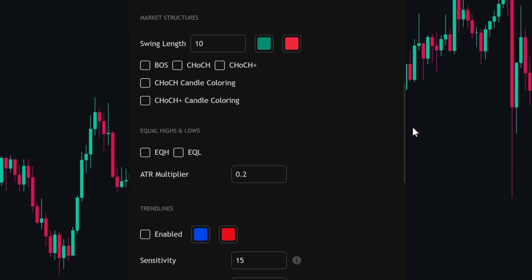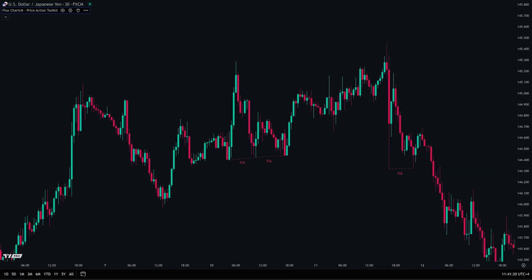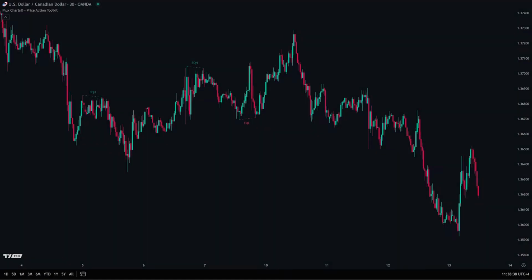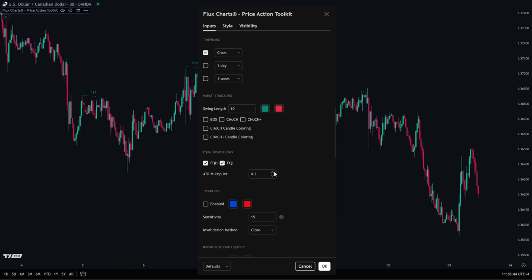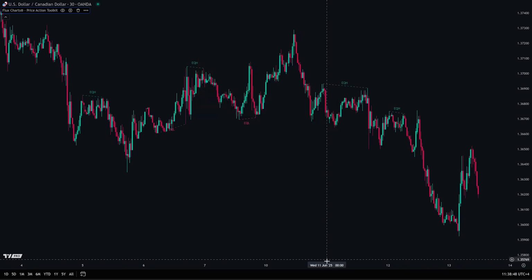Next up, we have equal highs and equal lows. These levels are important to mark on the chart because there is a higher chance of manipulation and liquidity sweeps occurring around them, as more traders are watching these areas. The indicator does a good job of automatically identifying and marking equal highs and lows on the chart. By increasing the ATR multiplier in the Settings tab, the indicator will detect and highlight more equal highs and lows by increasing the variations in price swings.